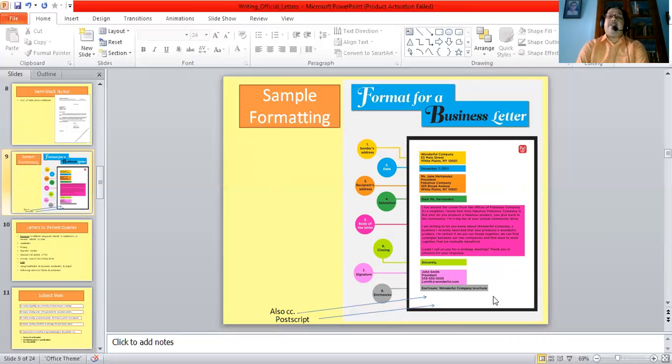And if you have several enclosures in the letter, then please number them in sequence so that we can keep a record of all the enclosures which are being sent with the letter. Okay, now let us look at the different types of letters.